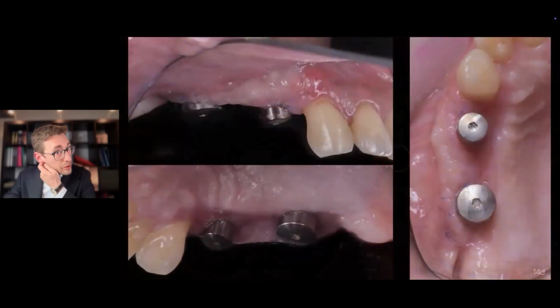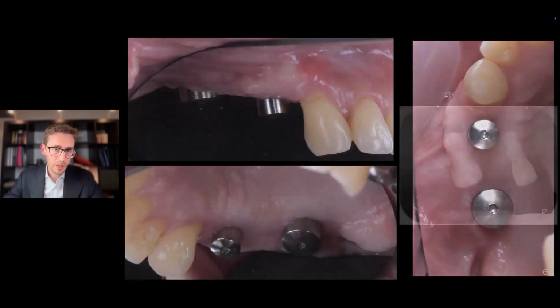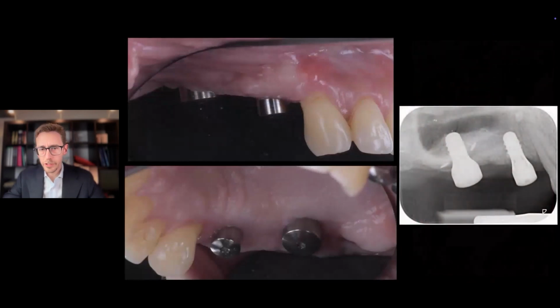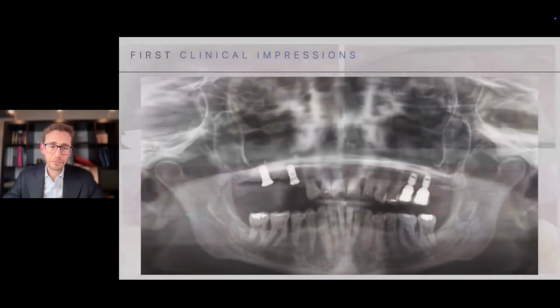This is the healing 2 weeks down the road and 6 weeks down the road, when we're finally ready to take an impression and to start delivering the provisional restoration.